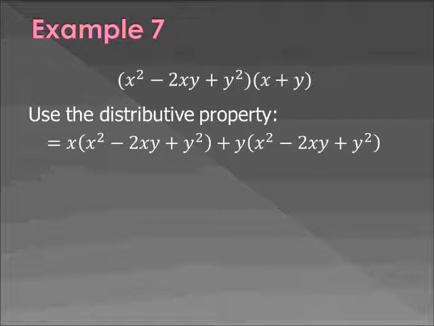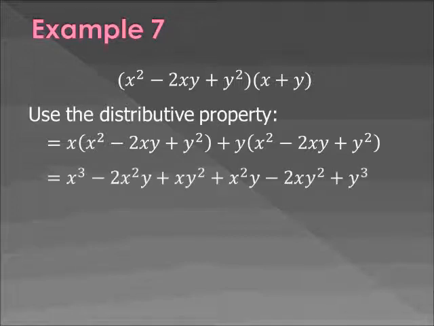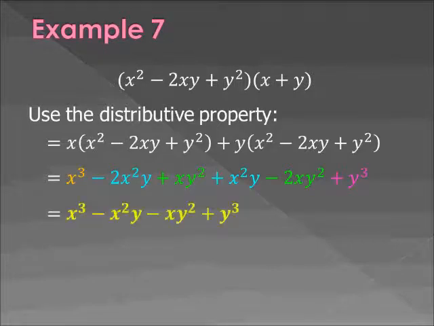And at this point, you can go ahead and solve it yourself, reduce the terms, and get an answer. So you expand it into that. These are the like terms. Rearrange it, and your answer is x cubed minus x squared y minus xy squared plus y cubed.